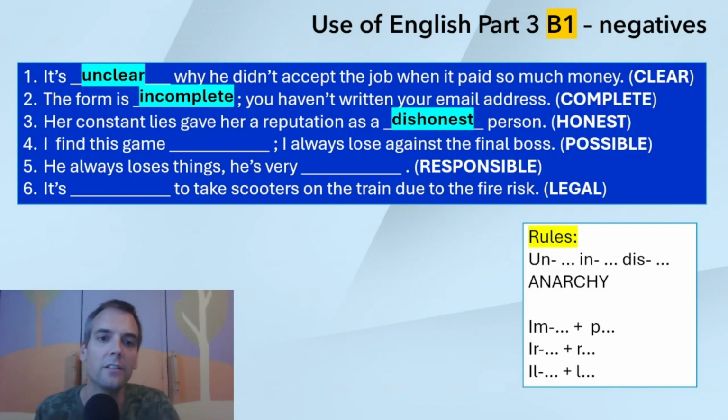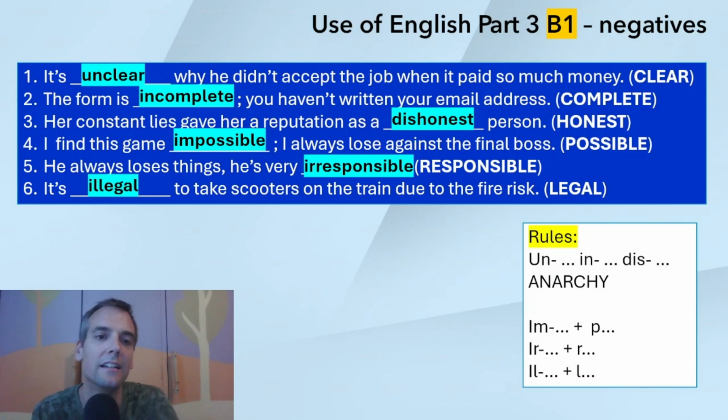Number 3, you are dishonest. Number 4, now we can start to see some of the rules: possible, impossible, responsible, irresponsible, and legal, illegal. You can't take scooters on the train anymore. That's unfortunately the world we live in. We need to improve battery technology or invent some kind of fire extinguishing device. Anyway, so that's what we'd need to know for use of English Part 3 at a B1 level. A bit easier. Keep this in mind, because at the end of the video, we're going to have an exam where we go from B1 to C2 for use of English Part 3, from easy to extremely difficult.